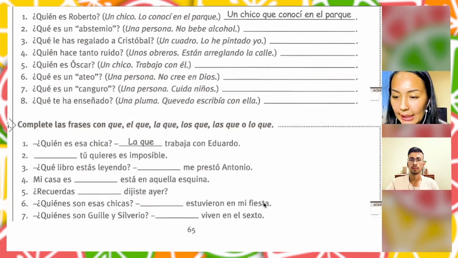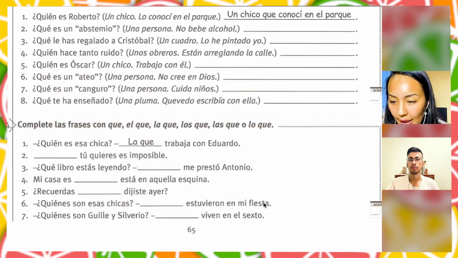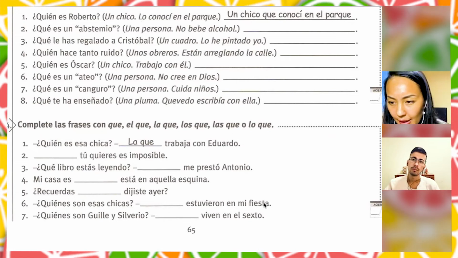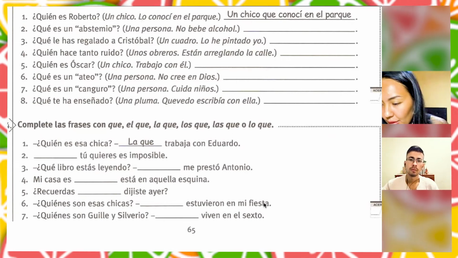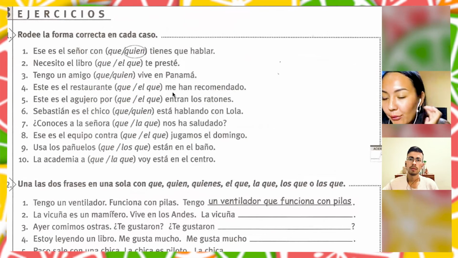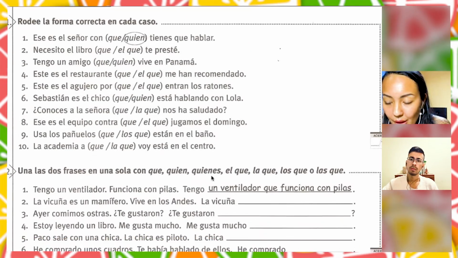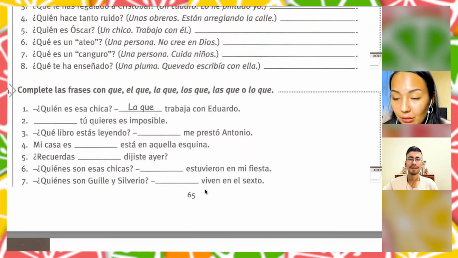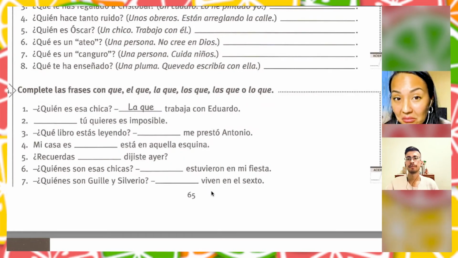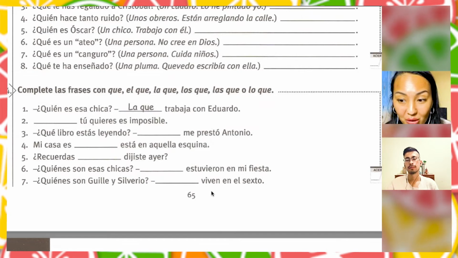28.4. ¿Quién es esa chica? La que trabaja. We do not have any exercises with quien or quienes for some reason. Ah, no. Above. We had. Okay, guys, please complete these exercises without our help. Yeah, you can do it. As you see, even I'm not making any mistakes for some reason still.